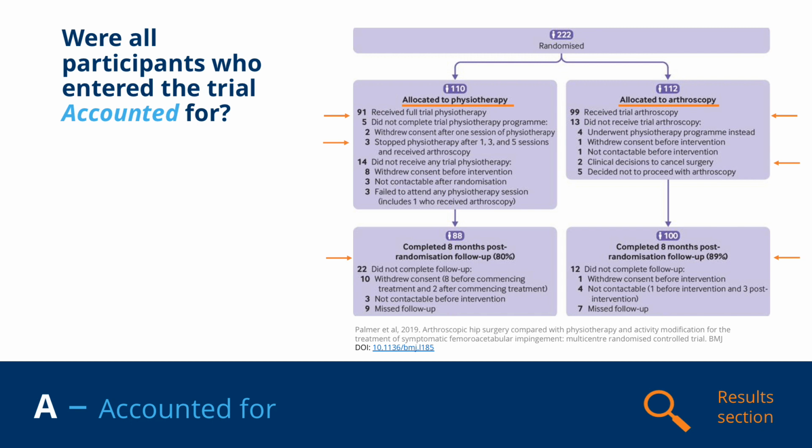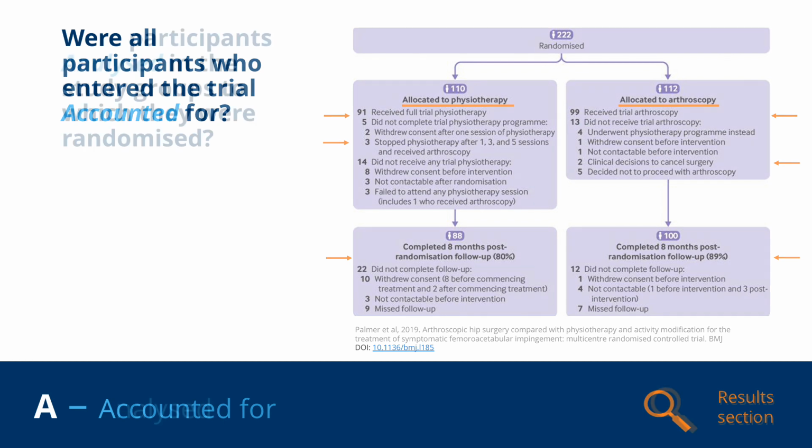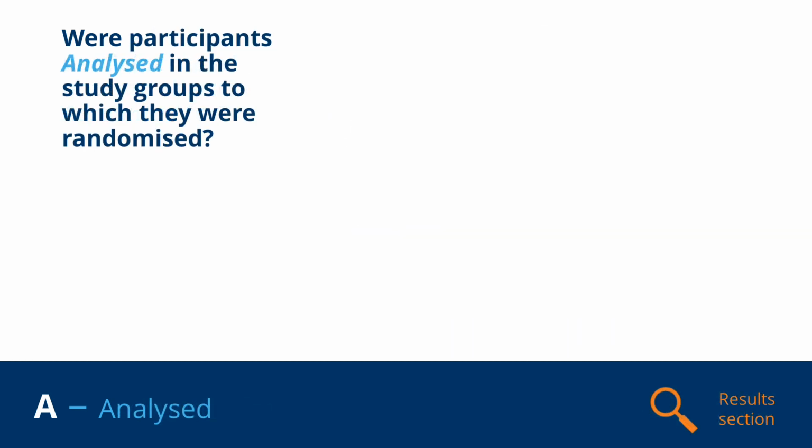When a study provides a flowchart like this and clearly reports loss to follow-up and reasons for that loss to follow-up, you would answer yes to this checklist question. The second part of A in RAMBO is analysed. Here we consider whether all the participants who were randomised were included in the analysis and were analysed in the group to which they were randomised.